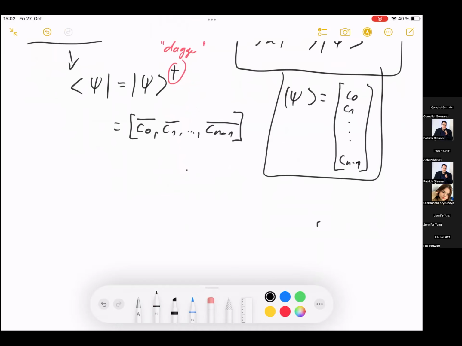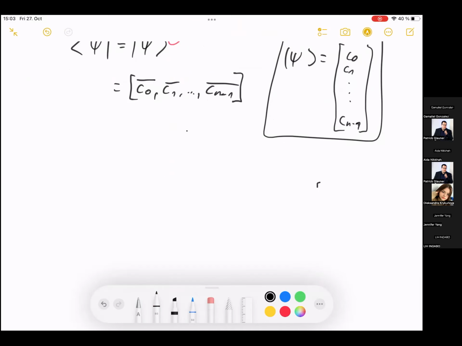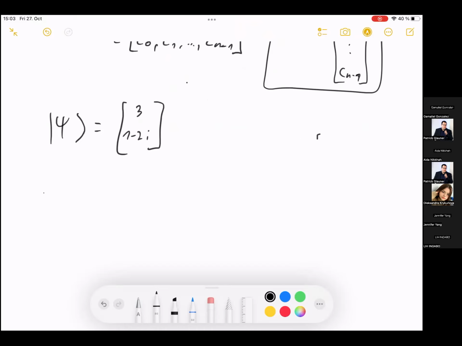And just to make sure you understand that, we also have an example here. So I have my psi ket, which is a 2-element column vector, 3 and 1 minus 2i. And I want you to write in the chat what the psi bra would be. And once you have this, we can compare your solutions.